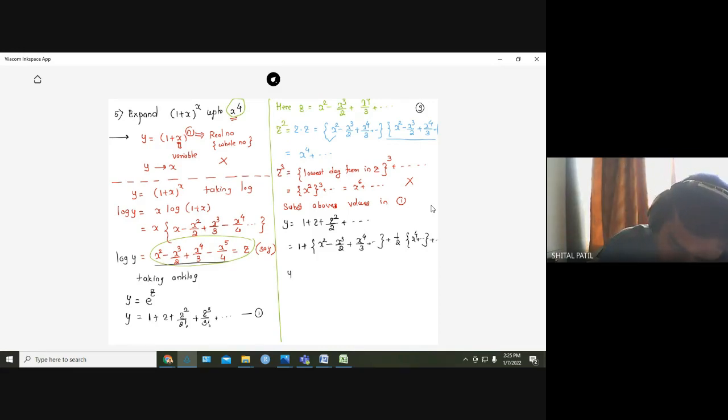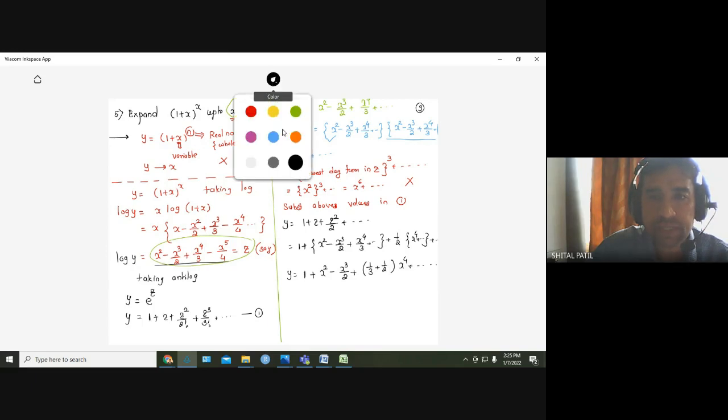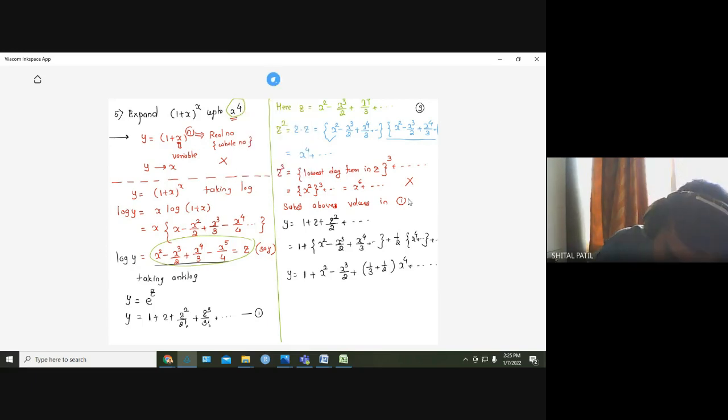So simplification will be like this: 1 plus x square minus x cube by 2 and 1 upon 3 plus 1 upon 2. These are the coefficients of x raised to 4 and higher degree terms. So the final answer is y equal to 1 plus x square minus x cube by 2 plus 5 by 6 x raised to 4. This is the answer.